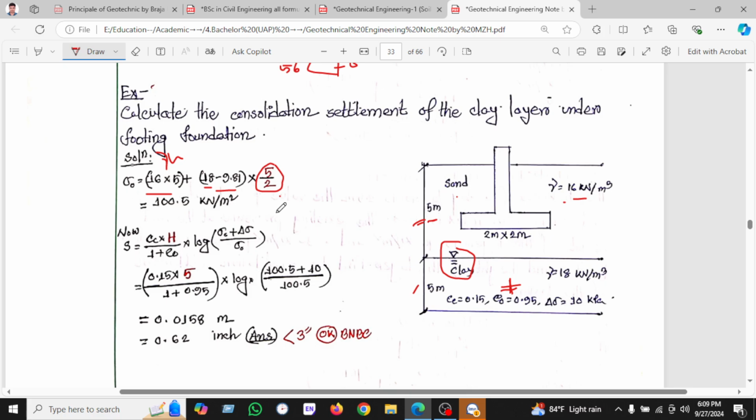Okay, now we are calculating the settlement, and Cc into H divided by 1 plus e naught, times log of (sigma naught plus delta sigma) divided by sigma naught.